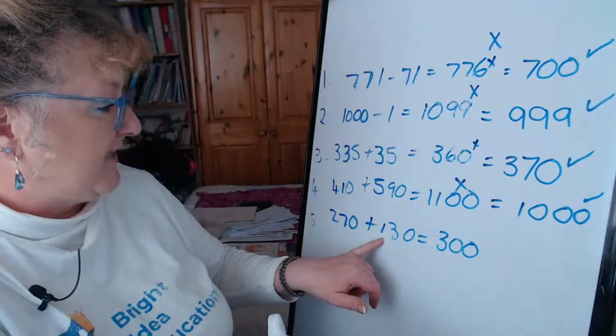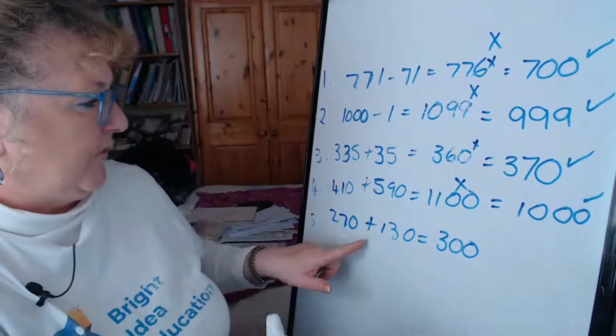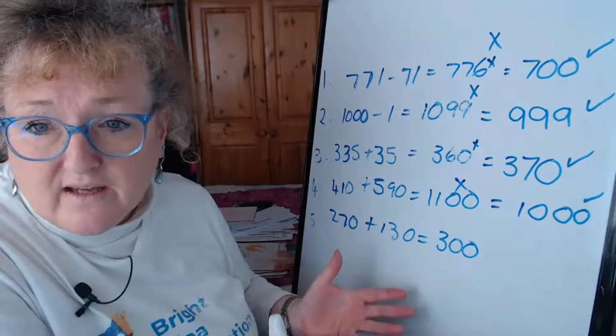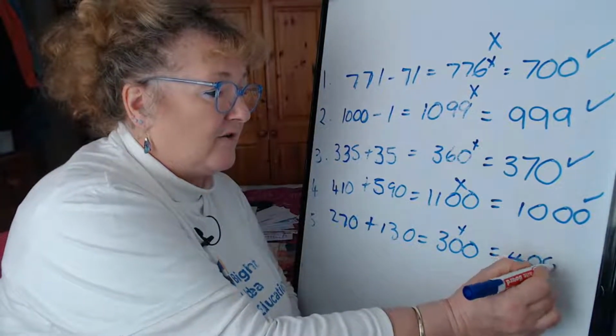And the last one, 270 plus 130. Well, I add my hundreds together. 200 and 100 gives me 300. Oh, but I've got the 70 and the 30, which is another 100. So no, I actually have 400.